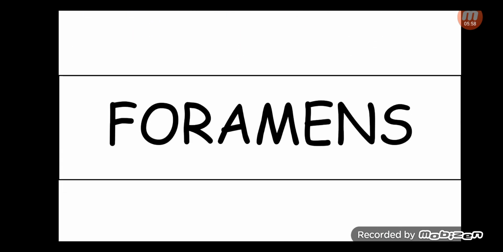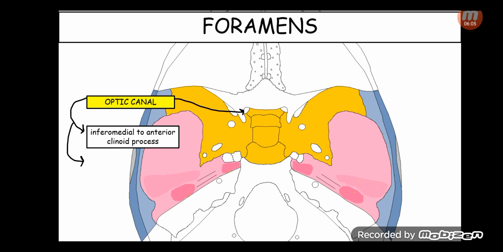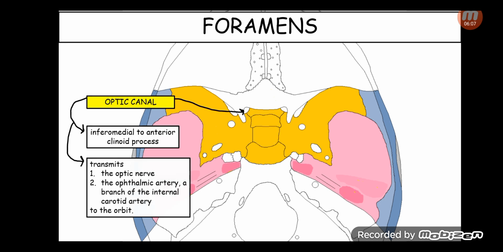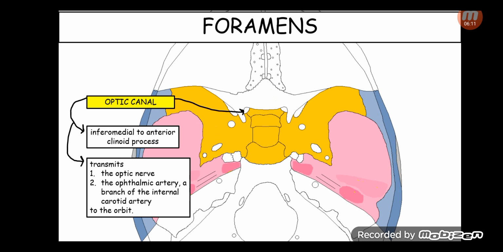Now we will talk about the foramens present in the middle cranial fossa. The first foramen we are going to talk about is the optic canal. It is inferior medial to the anterior clinoid process, and it transmits the optic nerve, ophthalmic artery and ophthalmic vein to the orbit.